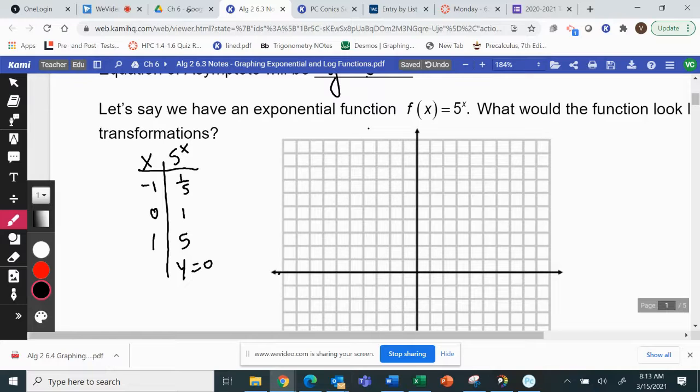So when we go graph it, we have an asymptote at y equals 0, which you can barely see because I'm putting black on black. We've got -1, 1/5, 0, 1, and 1, 5. And then the graph is getting closer and closer to that asymptote. It does not cross through it. It's just getting closer to it. And that's our exponential graph. I'll review.